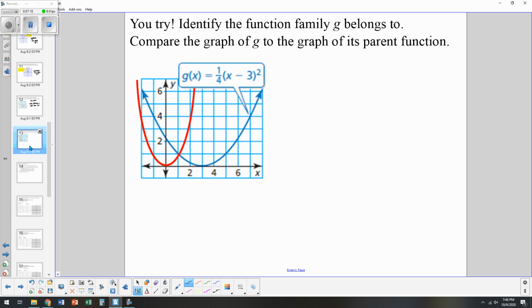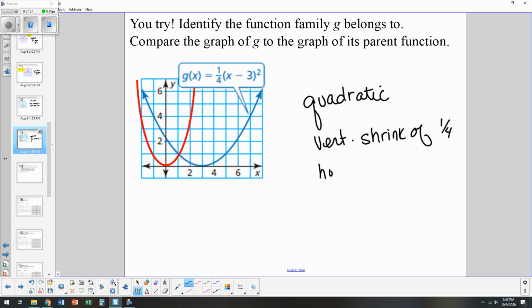All right, so you try this one. You could pause, and I'll show the answer. All right, so this one was a quadratic function with a vertical shrink of 1/4 and a horizontal translation 3 to the right.